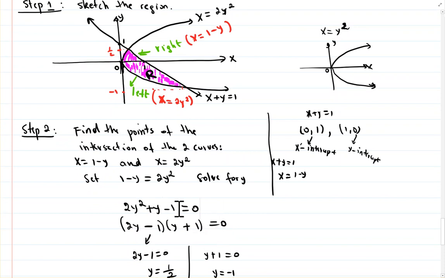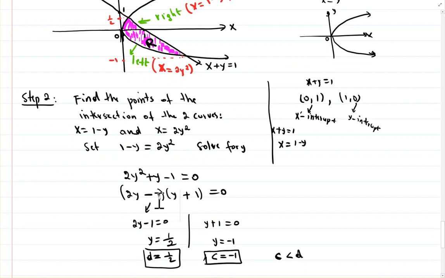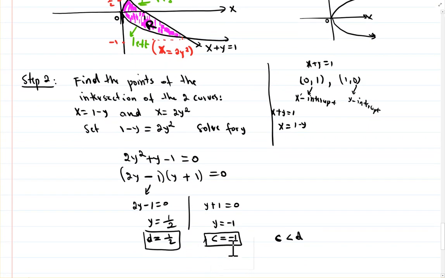From here you can use the quadratic formula to solve it. Or if you know how to factor, you can factor this equation as quantity 2y minus 1 times quantity y plus 1. And then you set each factor to 0. You solve for y, you get a half. You set y plus 1 equals 0. You solve for y, you get negative 1. So the smaller number is always called c, and the bigger one will be called d. So those are the limits of integration.